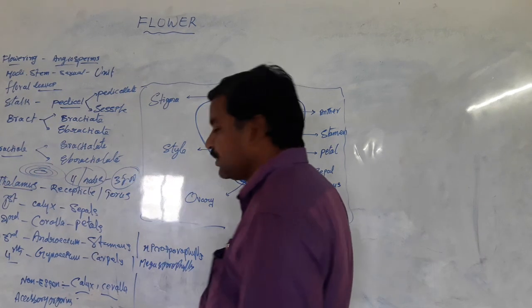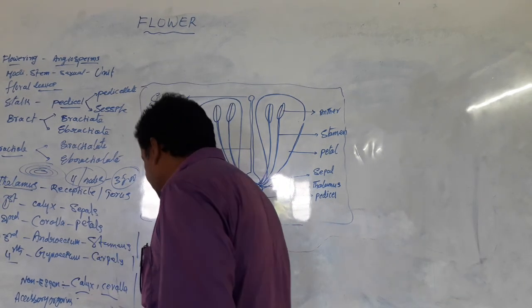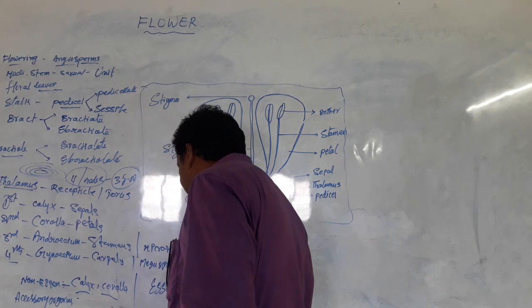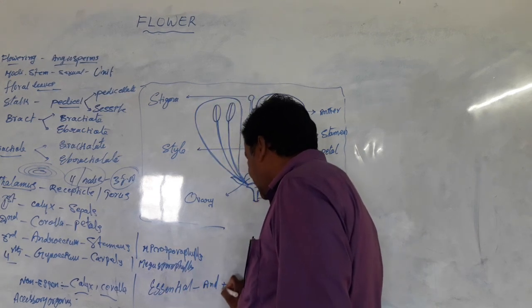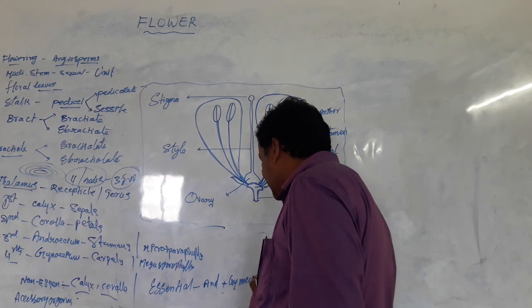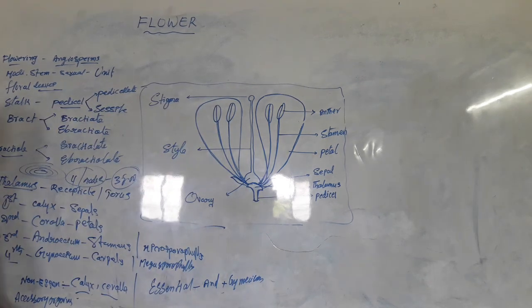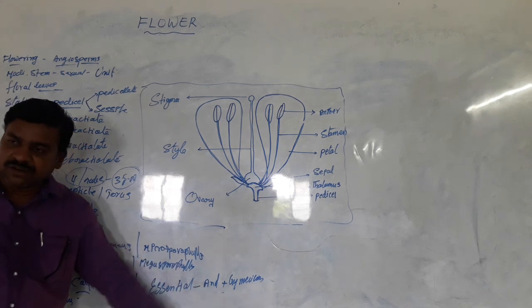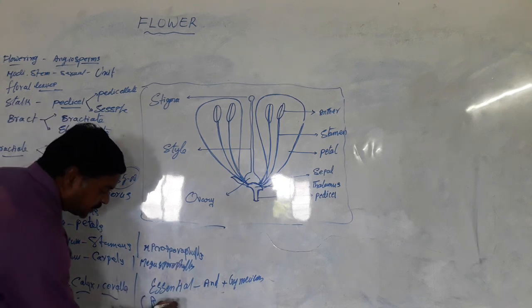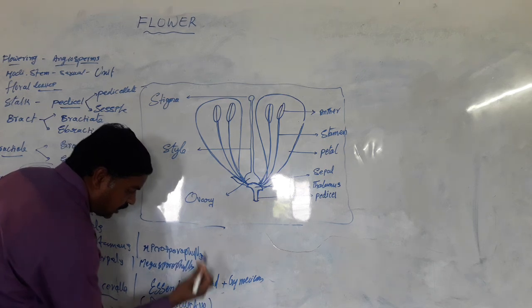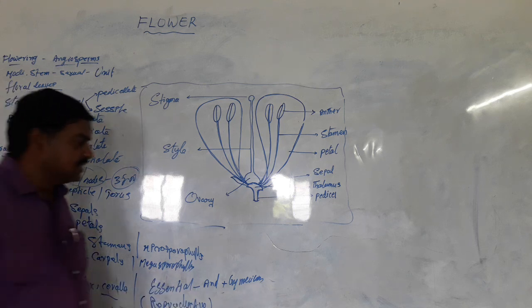Very, very important. Similarly, the remaining two, androecium and gynoecium, are considered as essential organs of a flower. At the same time, these two organs are sexual organs. One is the male sexual organ, androecium. Another is the female sexual organ, gynoecium. So these essential organs are also considered as reproductive organs. They help directly in sexual reproduction, so they are called reproductive organs and essential organs.